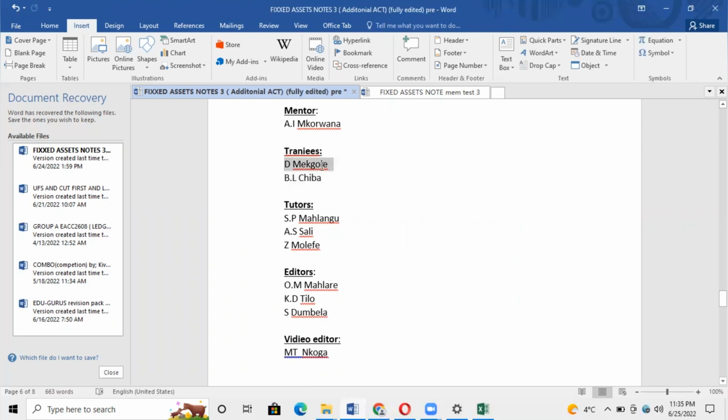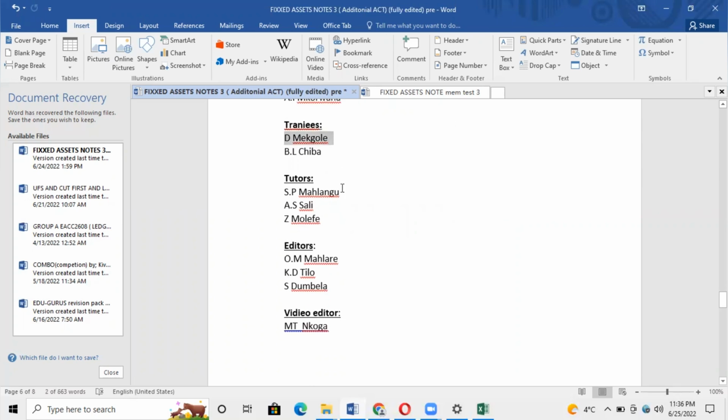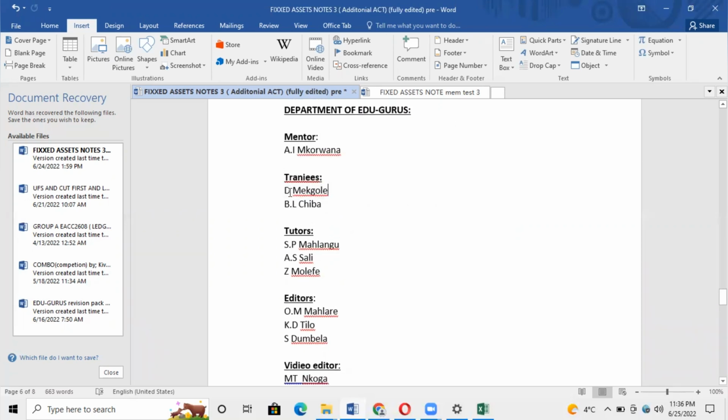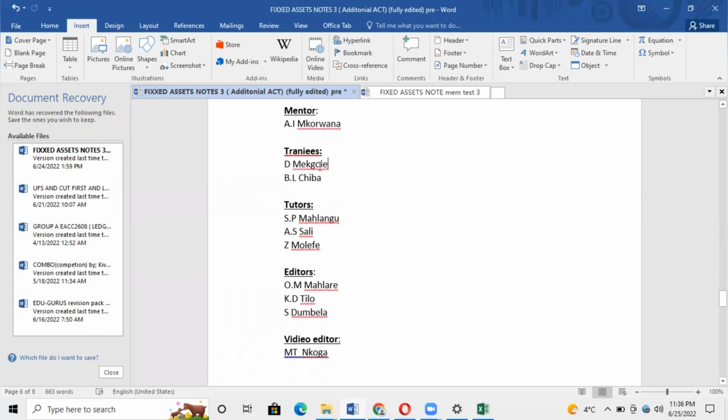Then I have my first trainee here, Mekole. I don't know how to pronounce my colleague's name. Sorry if I didn't pronounce your name correctly, guys. This trainee of mine is from CUT. I'm still providing trainings for them so that they can be tutors. Mekole is the one holding CUT, pushing first year education students, guys.